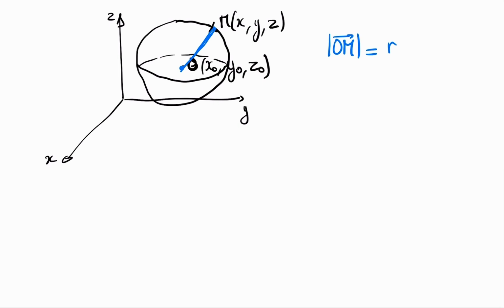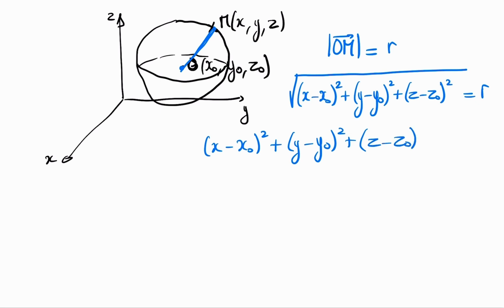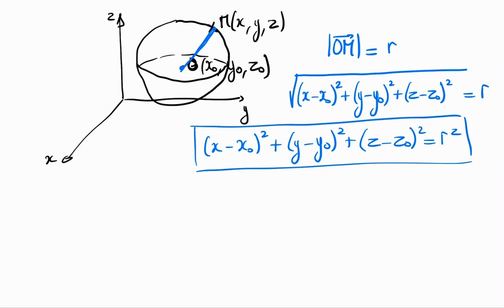So what is the magnitude of OM? Well, the magnitude of OM is the square root of x minus xO squared, plus y minus yO squared, plus z minus zO squared, and it's equal to R. If we square both sides just to get rid of the square root, that means that x minus xO squared plus y minus yO squared plus z minus zO squared is equal to R squared, which is the equation of a sphere of radius R and center xO, yO, zO.